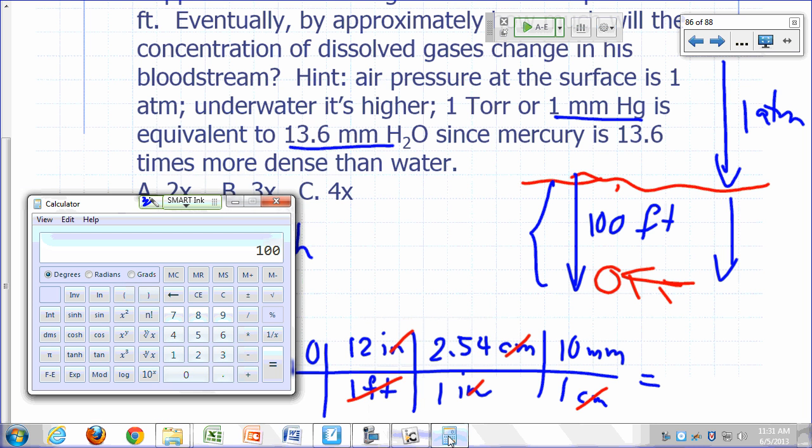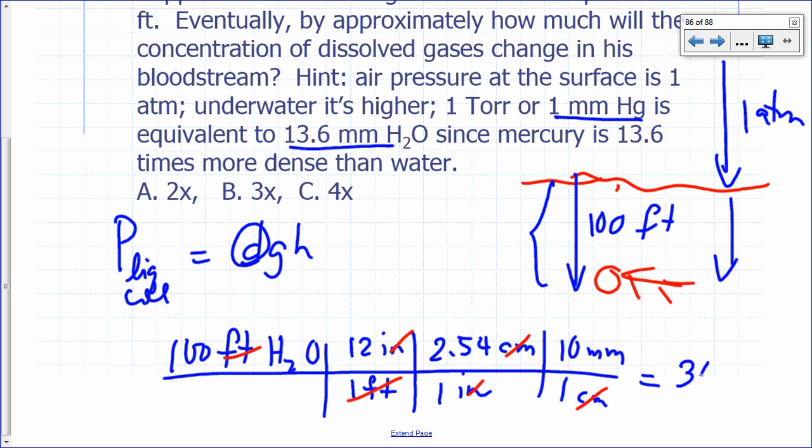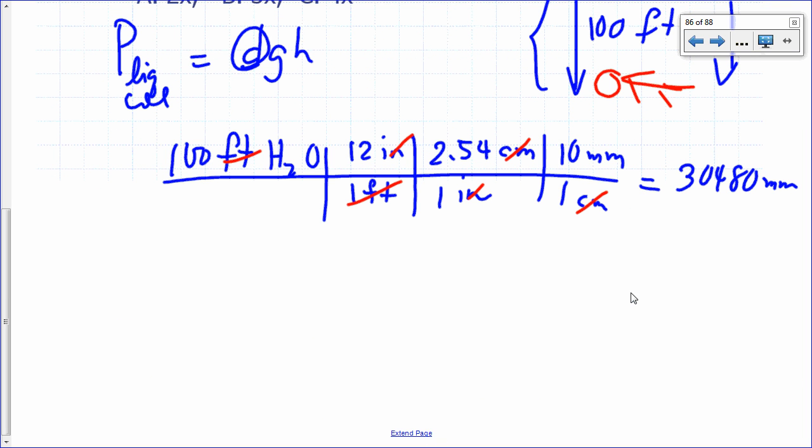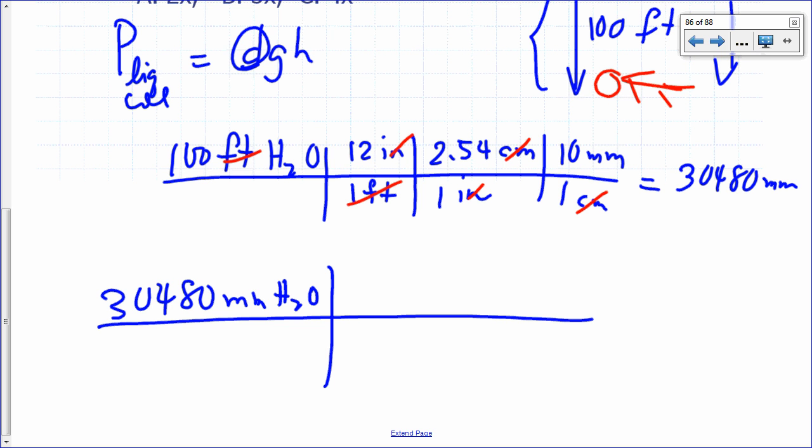100 feet times 12 inches per foot times 2.54 centimeters per inch times 10 millimeters per centimeter. That's 30,480 millimeters of water. Okay? So that's the pressure due to a column of water, 30,480 millimeters of water. Let's look at the equivalent pressure in mercury.